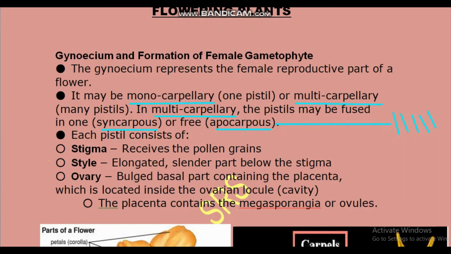On the other hand, suppose in one flower there are 5 carpels and these carpels are joined together, 1, 2, 3, 4 and 5. All these carpels are joined together. Then this condition is called syncarpous condition. So syn means adhere, join, and apo means free. I'll show you one picture regarding this syncarpous and apocarpous.